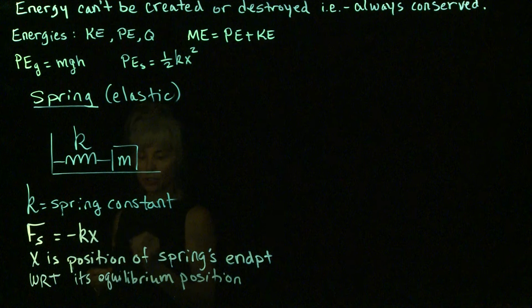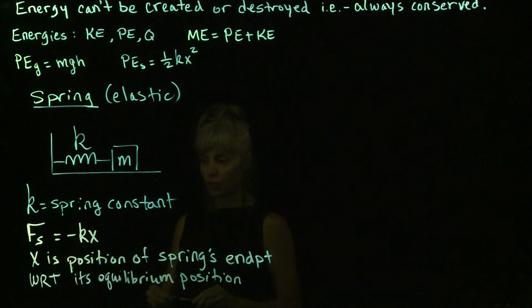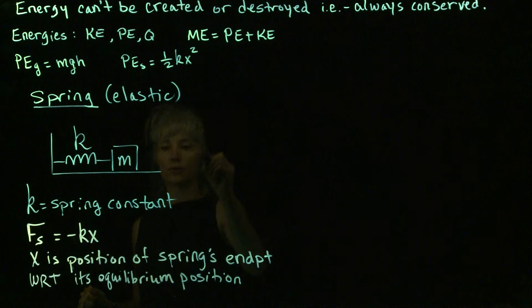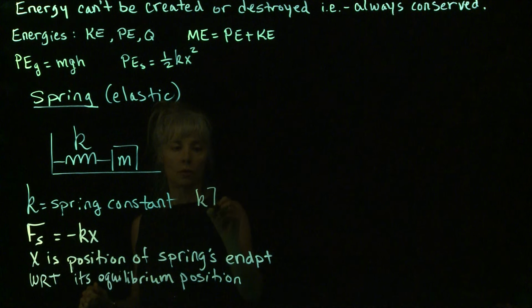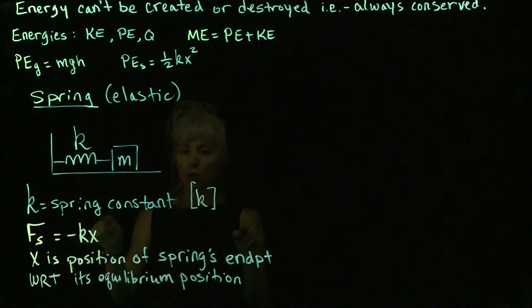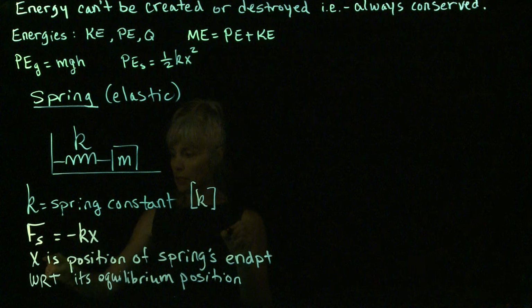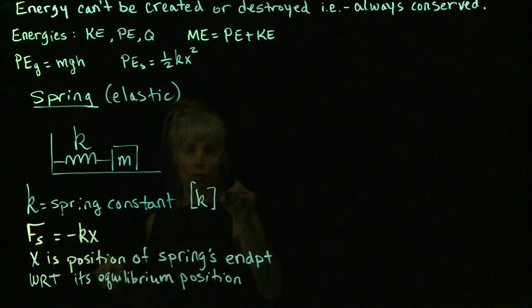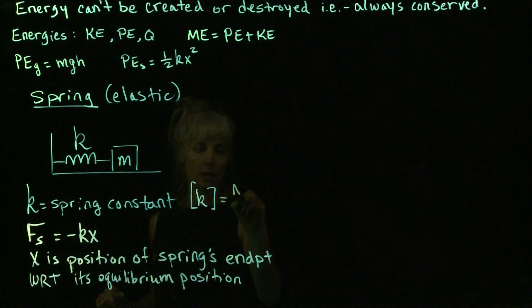Okay, so now let's notice the units for K. What are the units for K going to look like? Remember, when I put brackets around a quantity, I'm just talking about the quantity's units. The units for the spring constant are going to be the units for force divided by the units for distance. So this is going to be a Newton per meter.